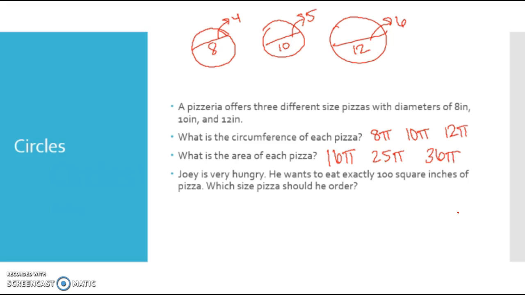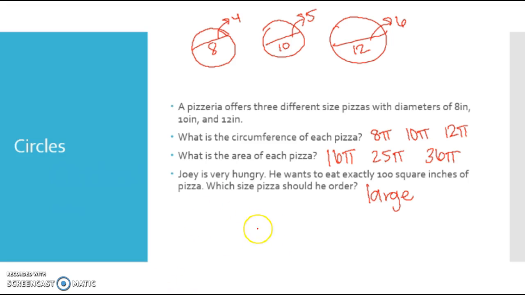Then we've got Joey, who's very hungry, and he wants to eat exactly 100 square inches of pizza. So you don't know which size pizza he should order. Well, if I'm thinking of 16 pi, remember pi is about 3.14, and so 16 times 3 is only 48. So that's not going to give him the 100 square inches that he wants. 25 times 3 is only 75, and then 36 times 3 is 108. Alright, so in order for him to get exactly 100 square inches, he's got to at least order the large, because that's the only one that's going to get him over 100 square inches.